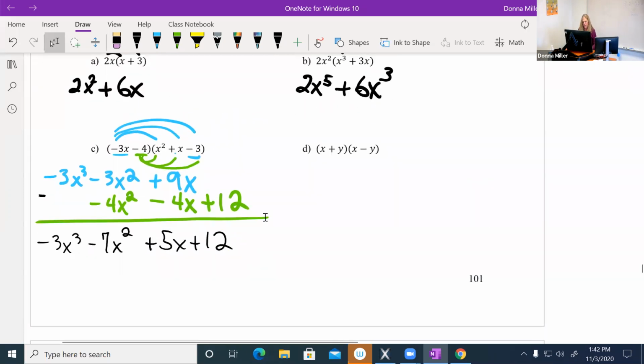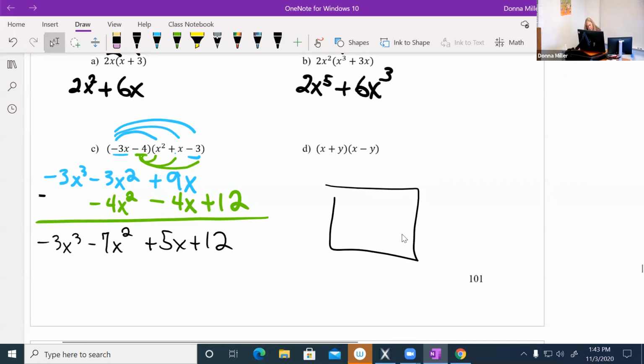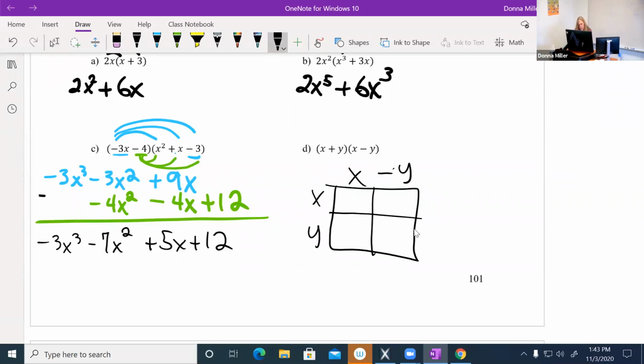And we're going to talk about FOIL here. I think what I'm going to do for D, just because we're going to talk about FOIL, I'm going to show you the box. Okay. So if you like the box method, this is going to be 2 terms by 2 terms. So it's a 2 by 2 box. Do x plus y and x minus y. They just multiply. All right. So x times x is x squared, x times y is xy, x times negative y is negative xy, and negative y times y is negative y squared.